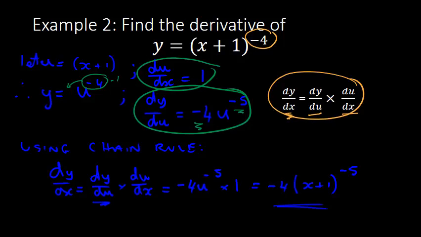That's our answer. There's no real need to go any further than that. If the answer did ask for positive indices, it'd be negative 4 on top of x plus 1 to the power of 5 in that form there. So that's our derivative using the chain rule.